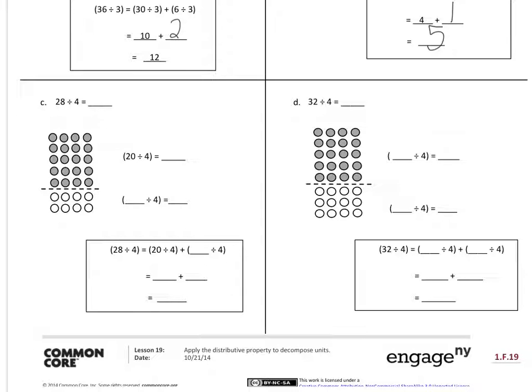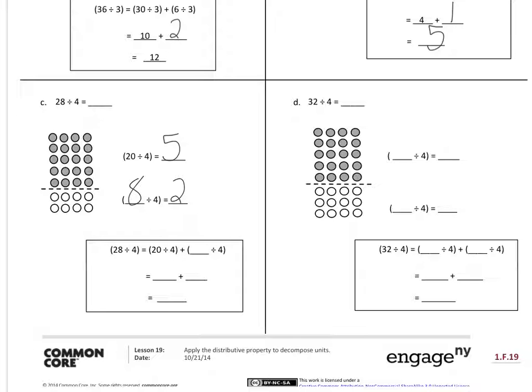28 divided by 4. To solve 28 divided by 4, I'm going to use 20 divided by 4 and something divided by 4. So, 20 divided by 4 is 5, if you remember that one from problem B. And what's my something, or my total, that I'm dividing by 4? 8. I have 8 total divided by 4. 8 divided by 4 equals 2. 8 total divided by 4 in each row equals 2 rows. Alright, let's fill in our blanks below.